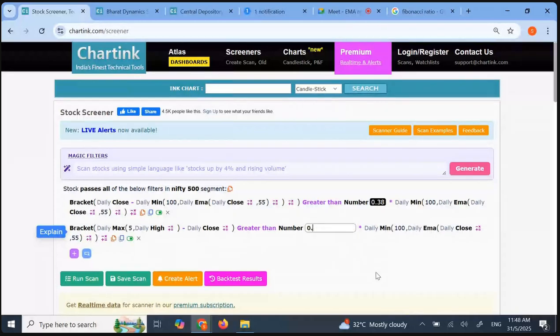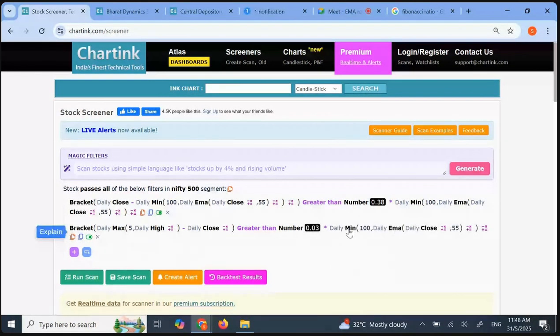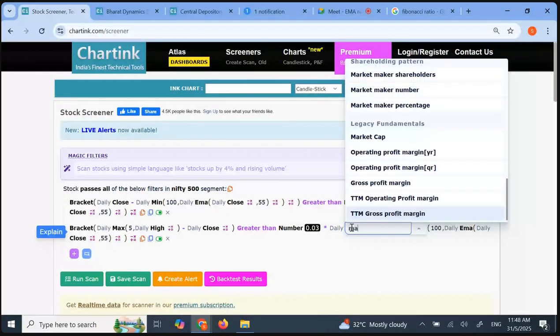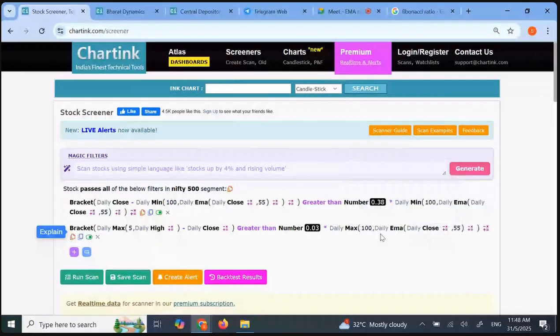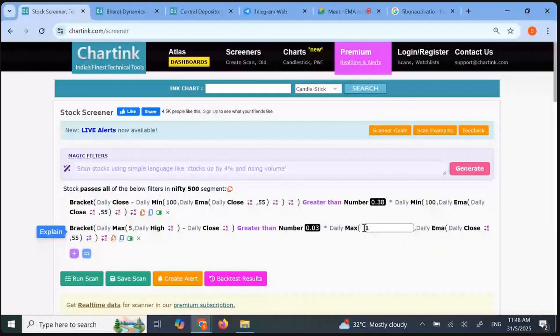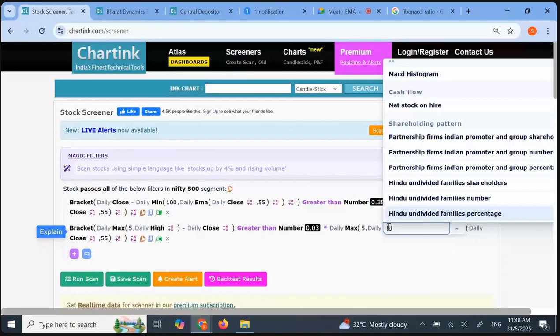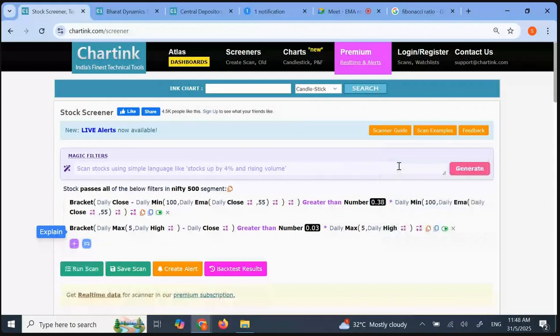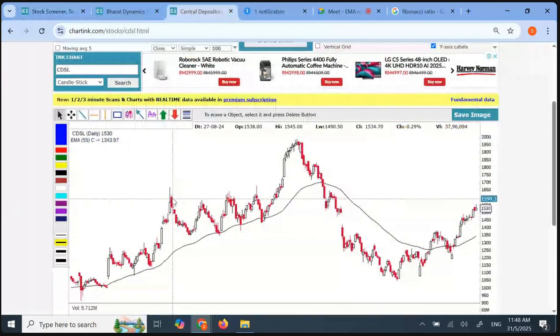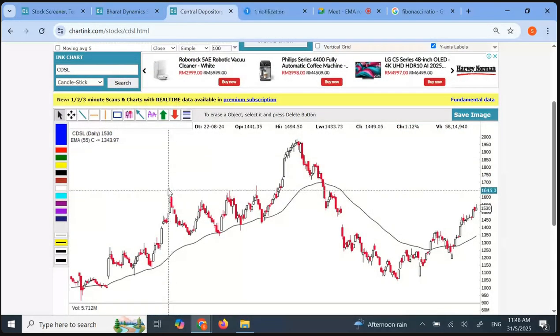So 3% is 0.03, 0.03 times of max of last 5 day high. Okay, I'm taking 5 day high. So basically what it is doing is the difference between the recent close and the last 5 day high should be greater than 3%. I want to catch small reversal.